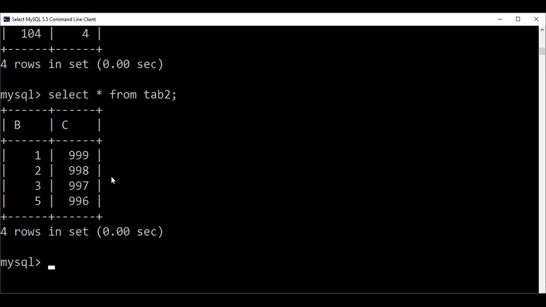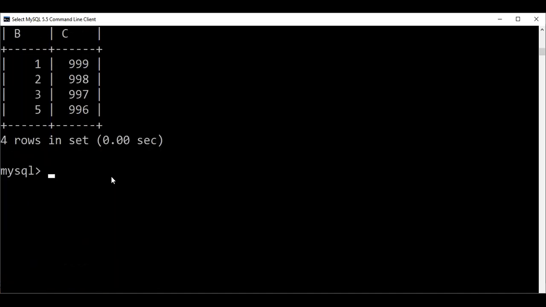Now I'm moving to outer join. Can I apply outer join? Yes, I can. Is there any restriction? There is a restriction: there must be a common attribute. If there is no common attribute, you cannot apply outer join. So now see here, I am applying left outer join.